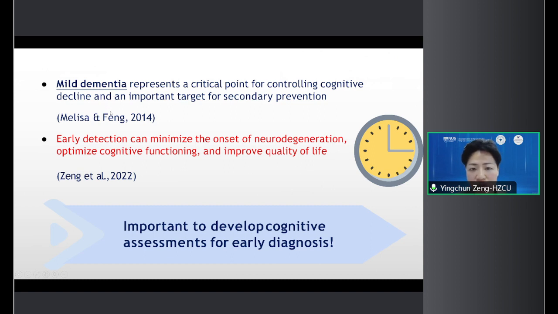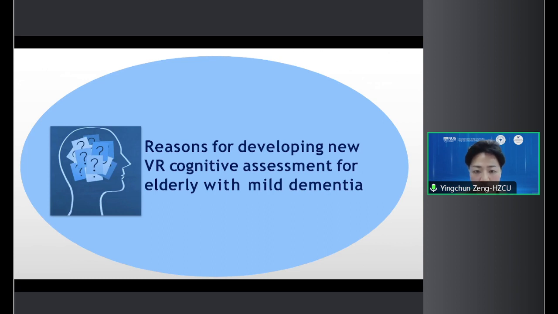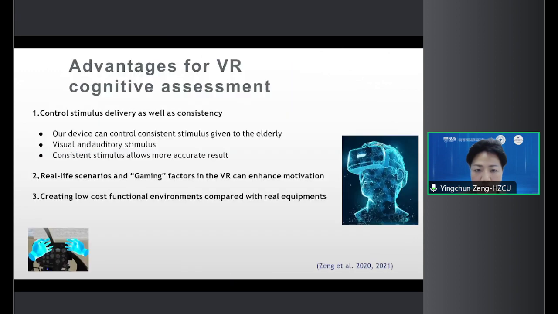Because mild dementia is a critical point for controlling cognitive decline and an important target for secondary prevention. Only early detection can minimize the onset of neural degeneration. So it's important to develop cognitive assessment for early diagnosis. And there are reasons why we use VR cognitive assessment for mild dementia, because there are a lot of advantages. The first one is controlled stimulus delivery, with real-life scenarios, like playing games, to complete the VR cognitive assessment. And it is also a very low-cost functional environment compared with real equipment.